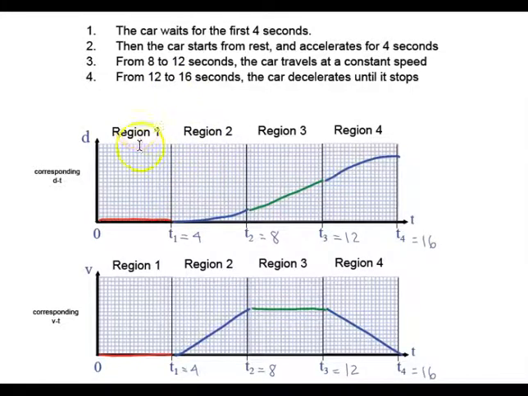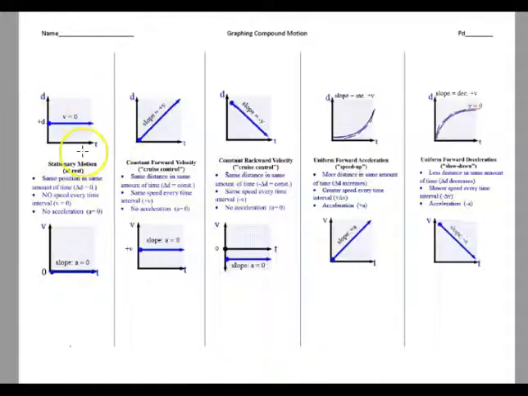So in region 1, which corresponds to the first behavior, the car waits for the first 4 seconds. So that means that a car that's waiting is at rest. And if it's at rest, as time ticks away, it has no change in displacement. That can be seen by this graph in column 1. And its matching pair, VT graph, is a 0 slope, 0 acceleration VT graph.